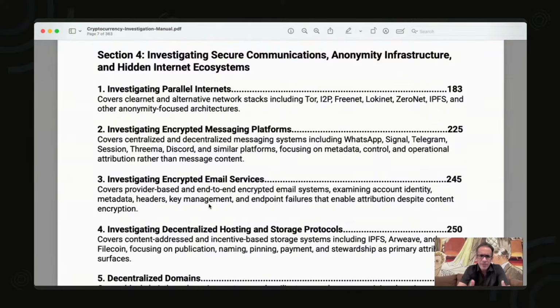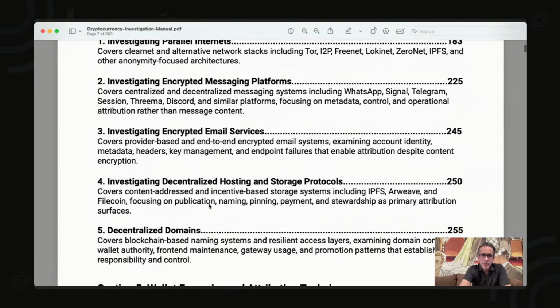That could be WhatsApp, Signal, Telegram, Session, Threema, Discord, or any of these others. So we'll look at metadata, control, operational attribution. Again, checklists are given, so you'd understand how to investigate those. Then we look into encrypted email services.